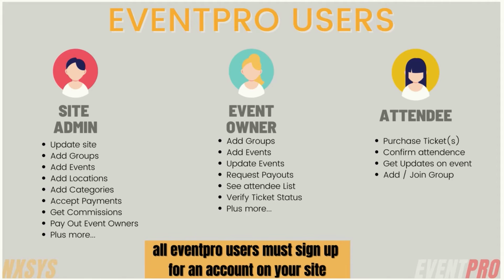If we look at the event owner, they can add groups, they can add events, they can update their events, they can request payouts, they can see the attendee list, they can verify ticket status, and they can do a few other things. The attendee is basically just coming on there and purchasing a ticket. They get their confirmation, they can get updates on the events, and as just a regular signed-in user, they can also add or join a group. So if it gets a bit confusing, just come back here.